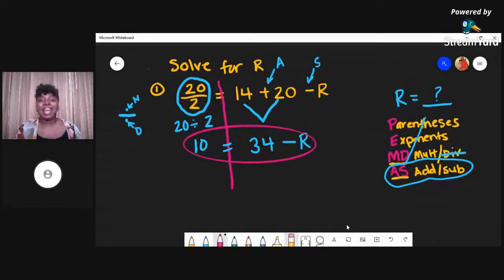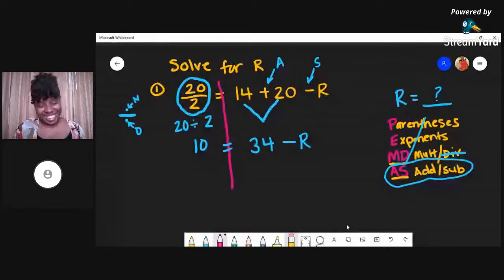Right. Okay. Yes, so now, how should you solve this? Okay. So you need to find out what R equals. So do you have to get rid of the 34 because it's on the same side as the R and you need R to be by itself? Do you? Well, Ms. Moore, I don't know. Do you?